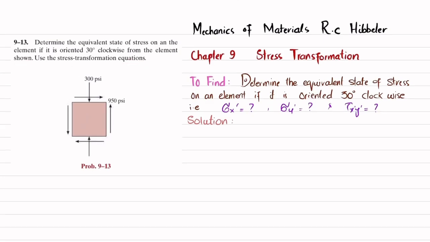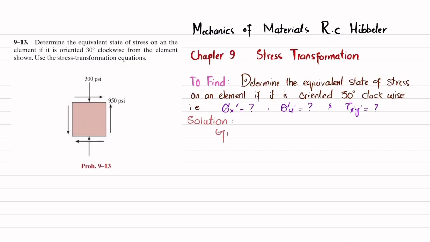So you can see this is the state of stress where there is a shear force of 950 pounds and a compressive stress of 300 pounds, and this is its x-axis and y-axis. So you have been asked that when it is rotated 30 degrees clockwise, you have to find the state of stress on that element. So we'll find this. Let's start with the solution.